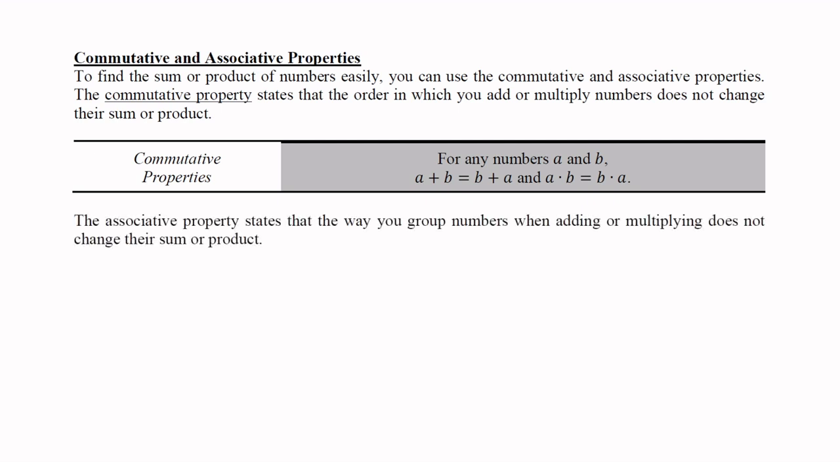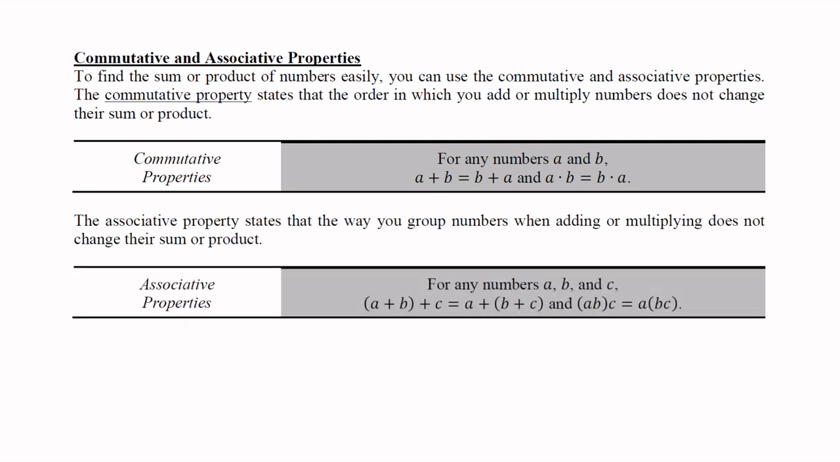The associative property states that the way you group numbers when adding or multiplying does not change their sum or product. Again, it all comes down to the order in which you add or multiply does not matter if they're all together.